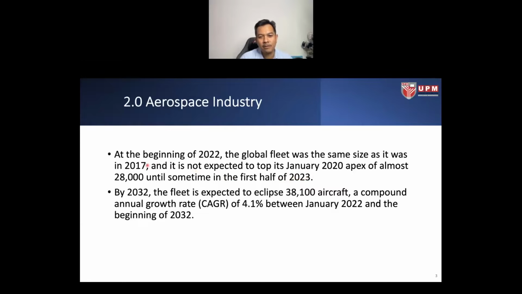So we are expecting it will reach beyond 2017 levels by 2023. If we look here, by 2032 the overall fleet is expected to eclipse around 38,100 aircraft. This is a projection, based on a compound annual growth rate, CAGR, of 4.1% between January 2022 and the beginning of 2032.